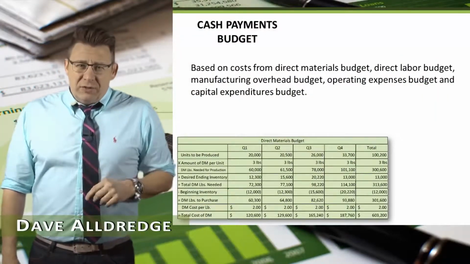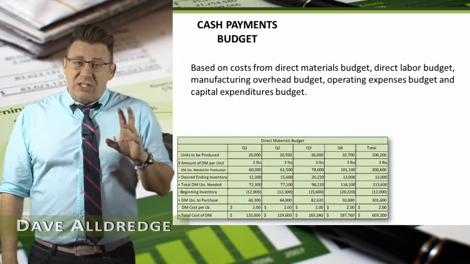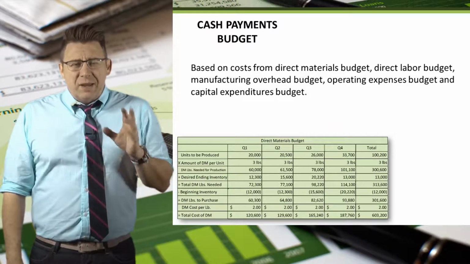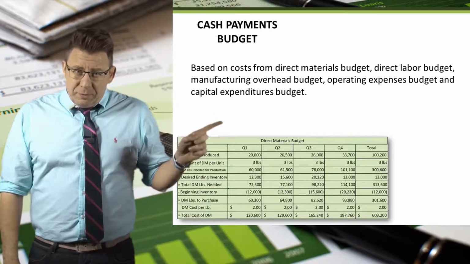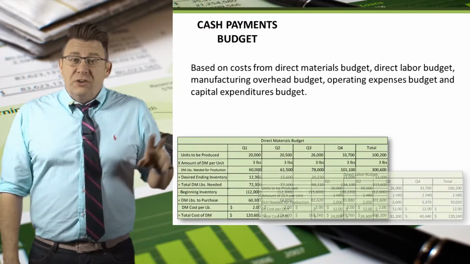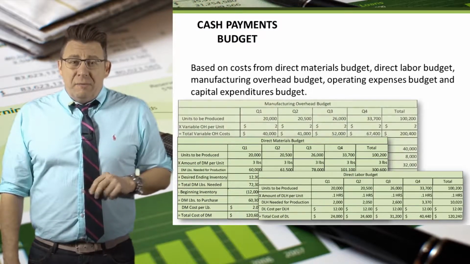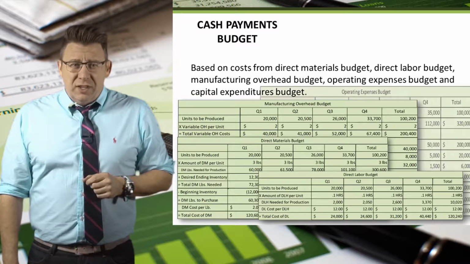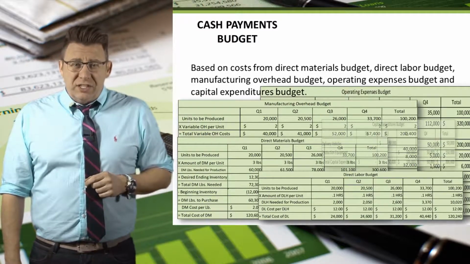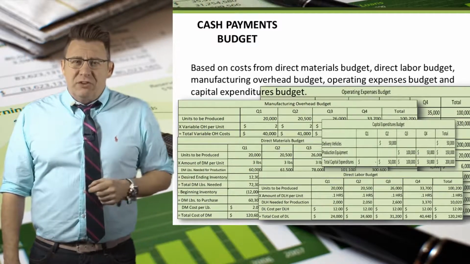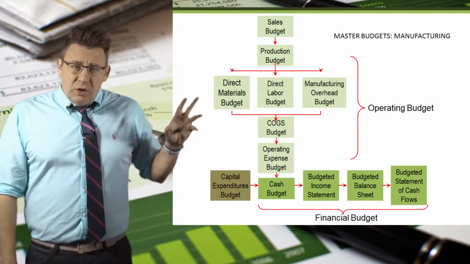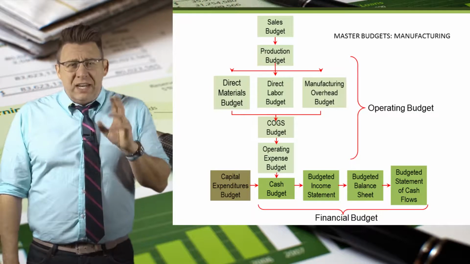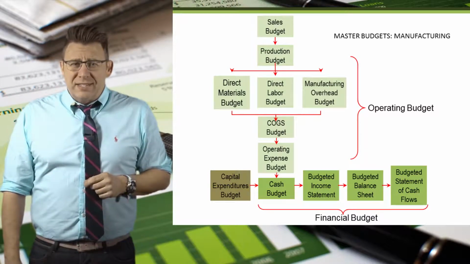The cash payment budget, often referred to as the cash disbursement budget, is a component of the cash budget. It is based off data from the direct materials budget, the direct labor budget, the manufacturing overhead budget, the operating expenses budget, and the capital expenditures budget. You can see that the cash payment budget, which again is part of the cash budget, is the 9th budget completed in the master budget process.